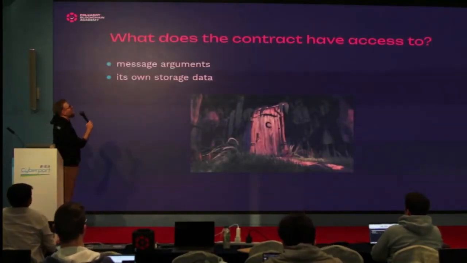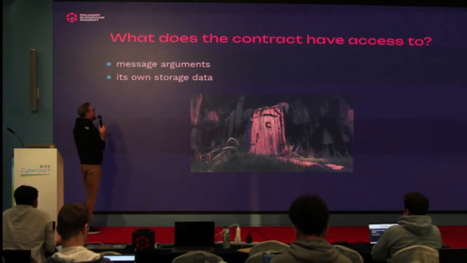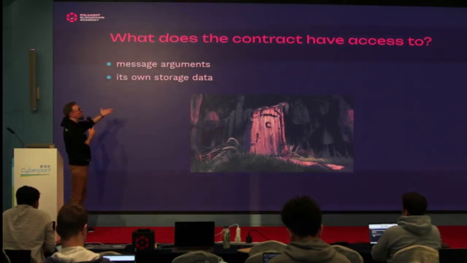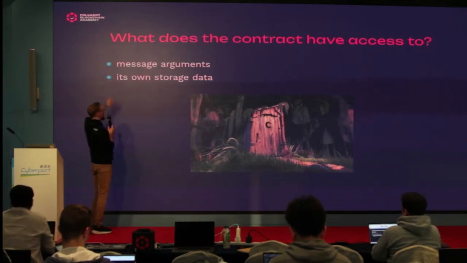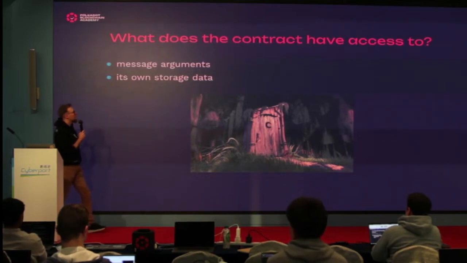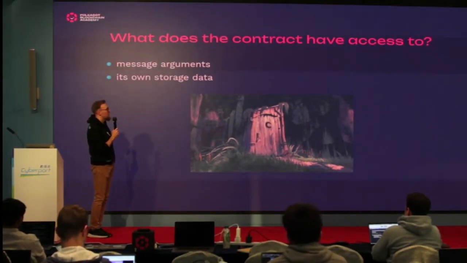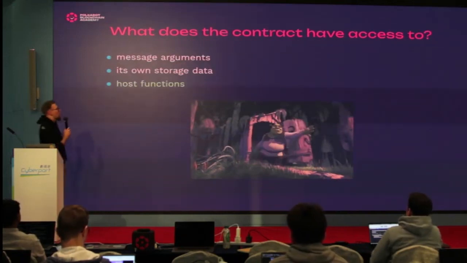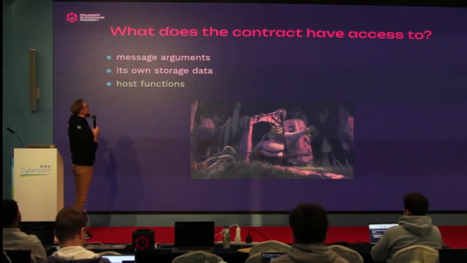Let's start with what the contract has access to. During the execution, of course, it has access to the arguments that were passed from the user, and its own storage data that it keeps. However, the problem is that having access to just these two pieces of data is very limiting. Unfortunately, this makes the expression power of contracts very limited. Fortunately, there is something like host functions, and this opens our world to limitless possibilities.